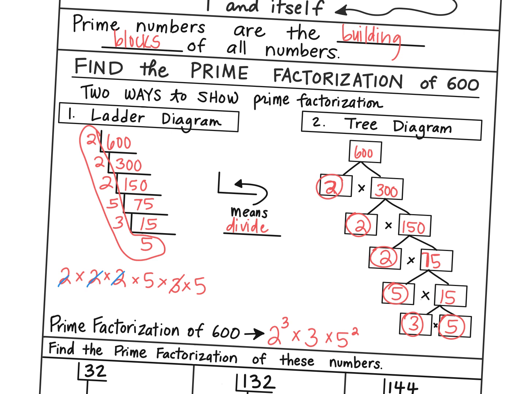Do you remember seeing that on your test review? Okay, now you know how to do this. So you have 2 to the 3rd power times 3 times 5 to the 2nd power.